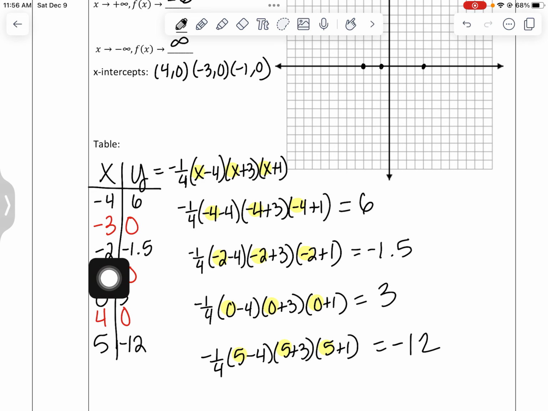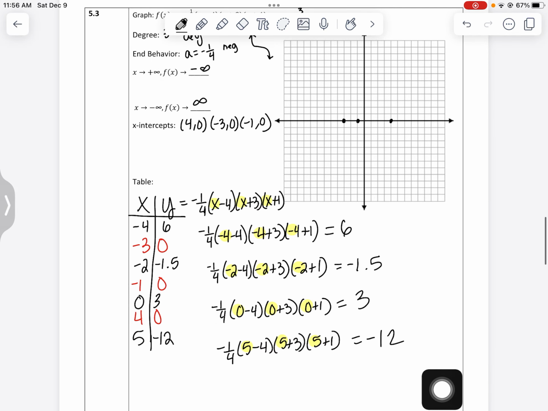Then I did a point between negative 3 and negative 1. I picked negative 2. I plugged negative 2 in for x, evaluated that, I got negative 1.5. Then I have my x-intercept, and then between negative 1 and 4, I picked 0. Plug 0 in, I got 3. Then greater than 4, I picked 5. Plugged 5 in, I got negative 12.